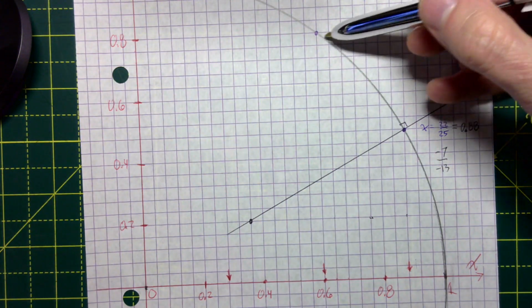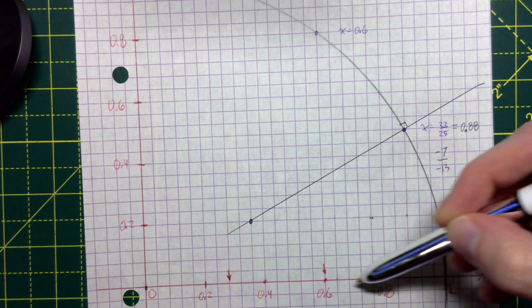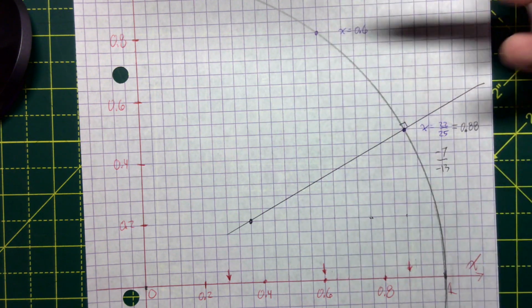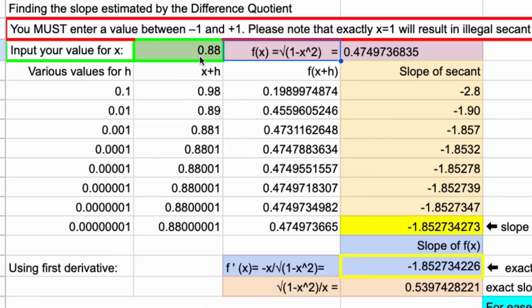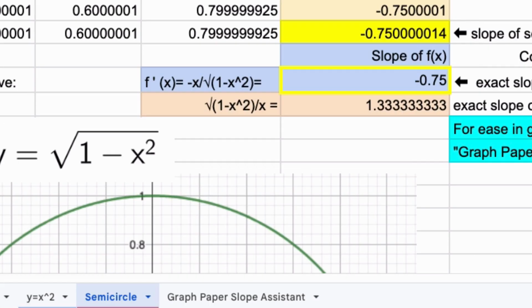Let's try another point. How about this point? If we come down to the x-axis, it has an x value of exactly 0.6. Turning back to our spreadsheet, we're going to plug in 0.6. We go back to the semicircle tab, and we want an x value of 0.6. That gives us a perpendicular slope of 1.3 repeating.